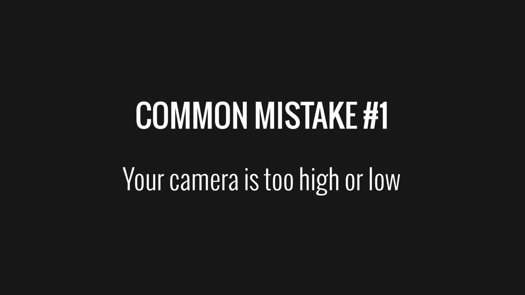Common mistake number 1. Camera is too high or low. It might seem obvious that you shouldn't point your camera up at yourself from the floor or down at yourself from the ceiling, but even small changes in height can create subtle distractions that you want to avoid. If your camera is even just a bit too low, it can create the sensation for your viewer that you're talking down to them. If your camera is a bit too high, it can create the sensation that your viewer is looking down on you.